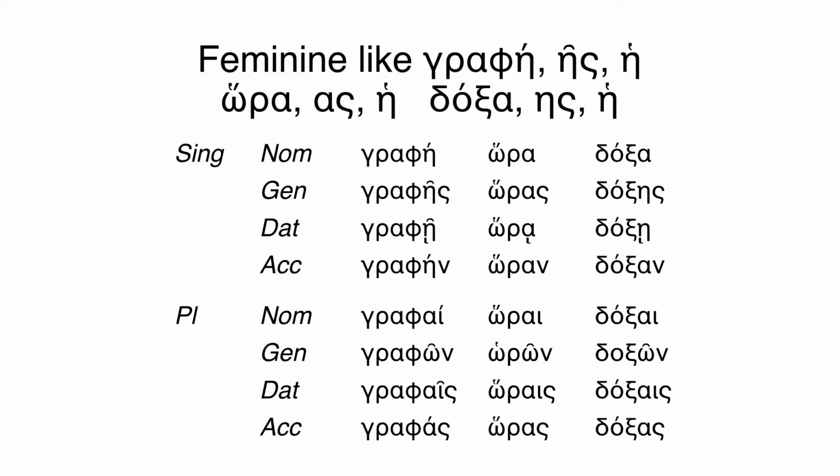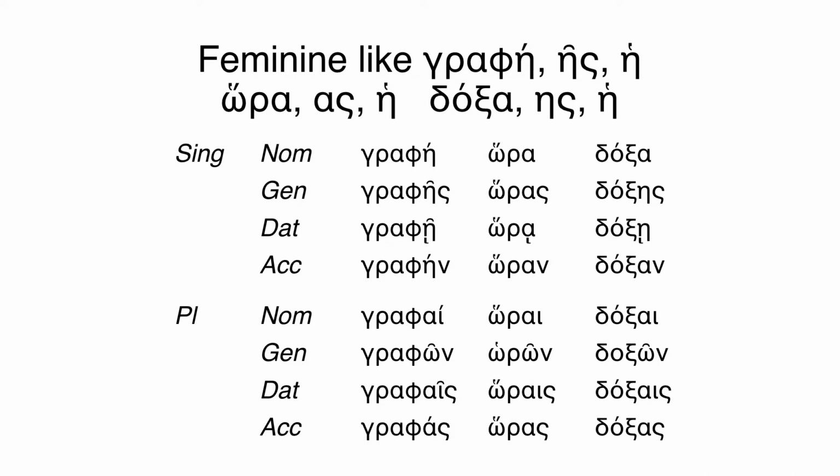Then we move to the plurals. Feminine plural nominative form is grafai. The feminine plural genitive form is grafon. The feminine plural dative form is grafais. The feminine plural accusative form is grafas. So these are all the forms for feminine nouns that follow grafe, that is, that have a consonant at the end of the stem. They will follow grafe: e, es, e, en, ai, on, ais, as.